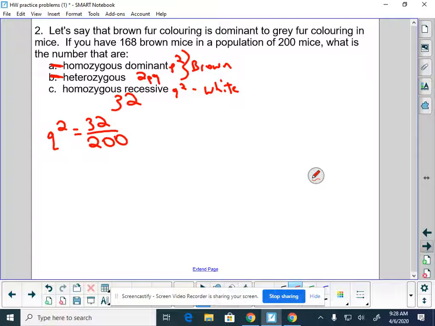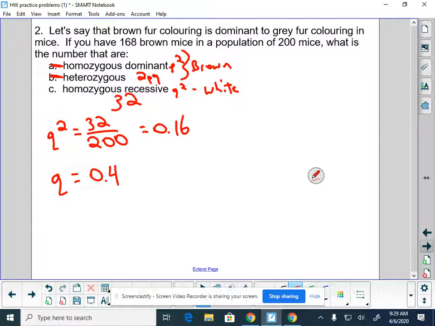Almost always you're going to start with a homozygous recessive phenotype, if that's what the question's given you, because that's the only one you know for sure. So Q squared is 32 out of 200. Calculator tells me that equals 0.16. And now we're off and running. From that, we can figure out Q. Take the square root of 0.16, you get 0.4.